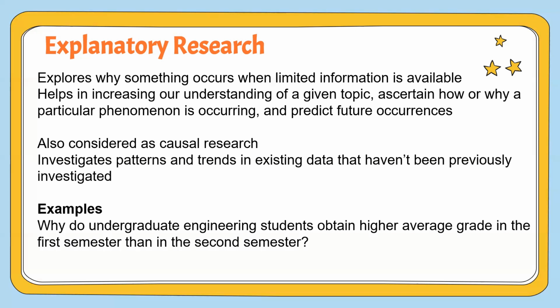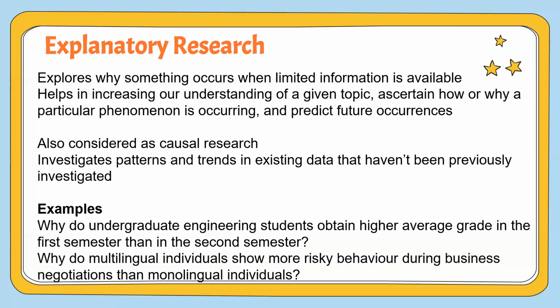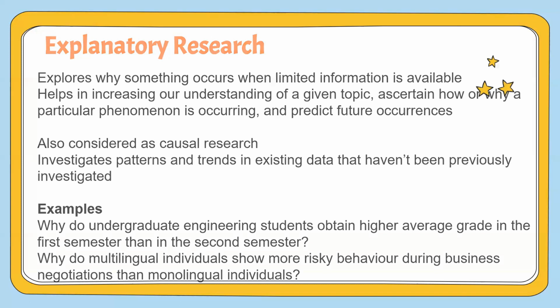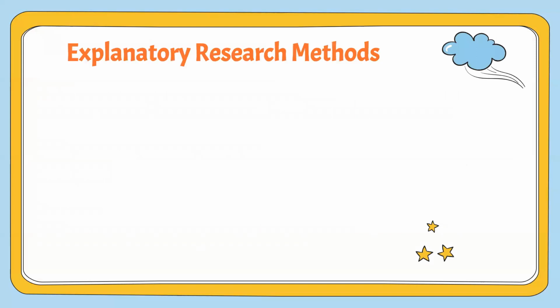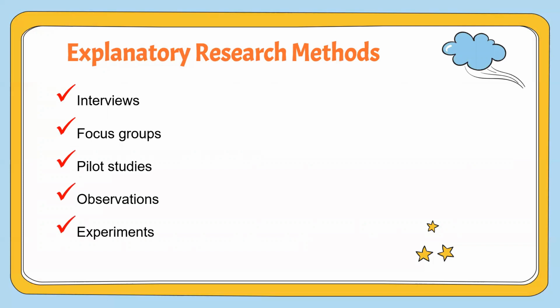Examples of research questions could be: why do undergraduate engineering students obtain a higher average grade in the first semester than in the second semester? Why do multilingual individuals show more risky behavior during business negotiations than monolingual individuals? So having understood explanatory research questions, let us now move on to explanatory research methods. We can conduct interviews, we can have focus groups, pilot studies, observations, and experiments. These are the various research methods that can be used in explanatory research.